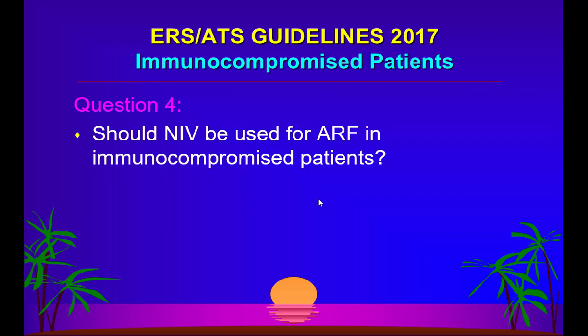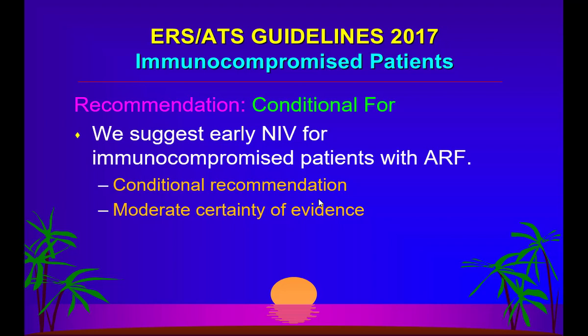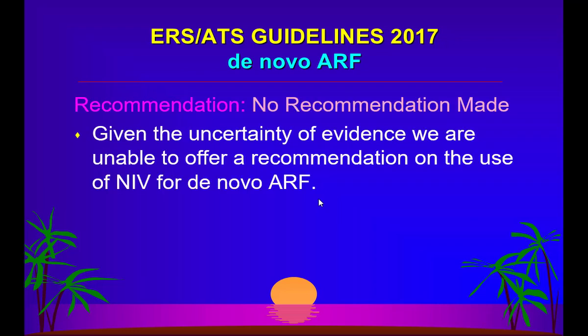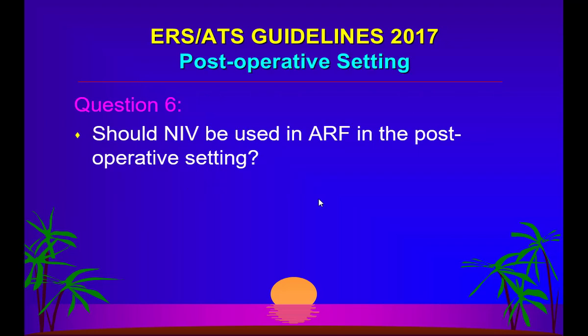In immunocompromised host, should an IV be used for ARF in immunocompromised host? Conditional for, yes, because it has been shown these patients who go on ventilation have got higher mortality. So these are the patients where possibly you can delay intubation and persist with an IV as long as possible until it really becomes absolutely indicated. So that is one thing. Should an IV be used in de novo acute respiratory failure? Given the set of evidence, we are unable to offer a recommendation on the use of an IV for de novo acute respiratory failure.